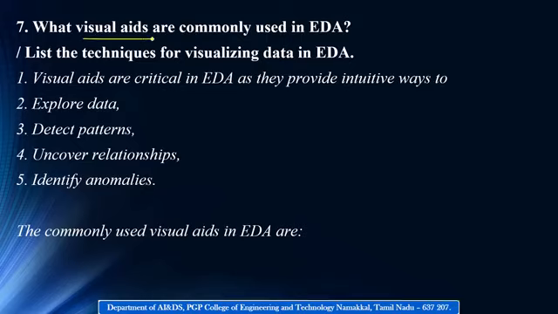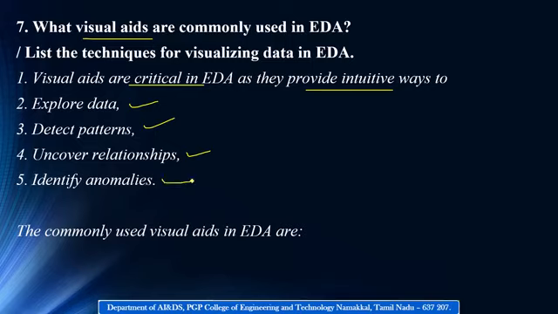But if the same question is asked in Part B, you have to explain each and every visual aid with an example. If it is possible, you can give a Python program also. Now, visual aids are very important in EDA. They provide intuitive ways to explore the data. That means visual aids are used to explore the data. They are used to detect patterns, to uncover the relationship between variables, and to identify anomalies.